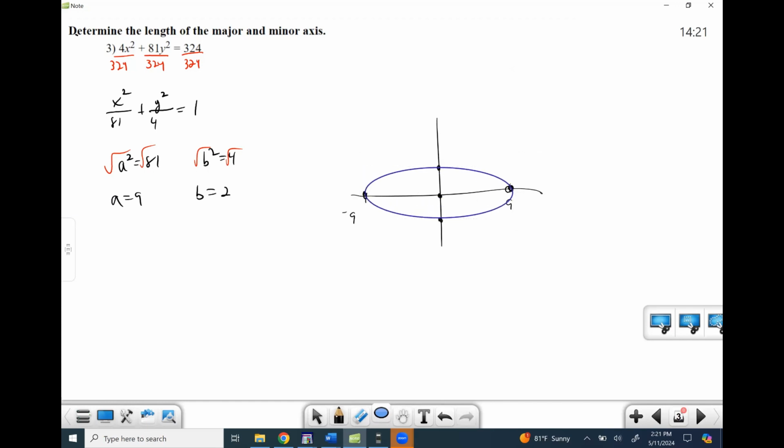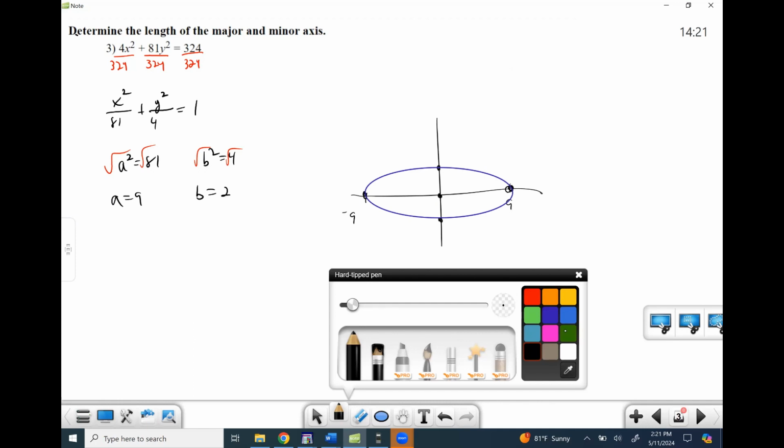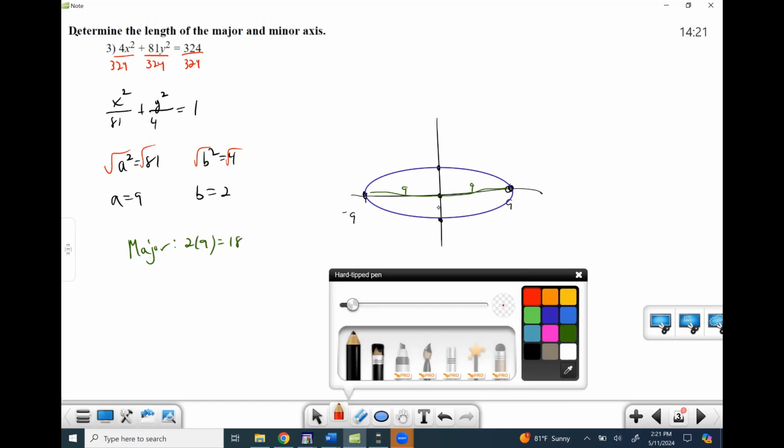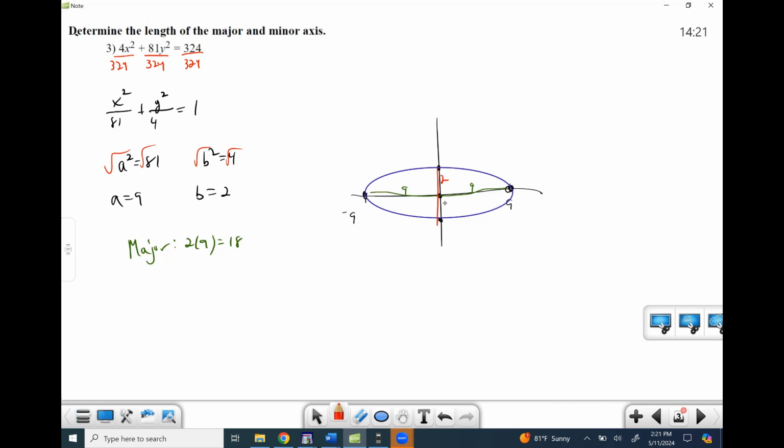Now, we want to know how long the major and minor axes are, right? Let's start off with the major axis. So the major axis goes this way. Well, if I went 9 this way and I went 9 this way, then 2 times 9 means it's going to be 18 long. If I do my minor axis, which is up and down, well, remember I went 2 this way and 2 that way. So for my minor axis, I would just do 2 times 2, which would get me 4. So there's our answer. You basically just have to double the a and the b.